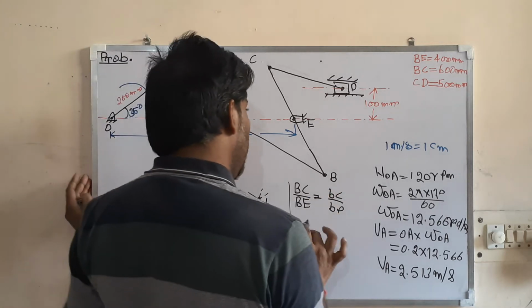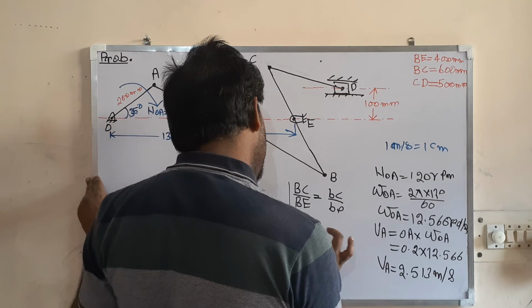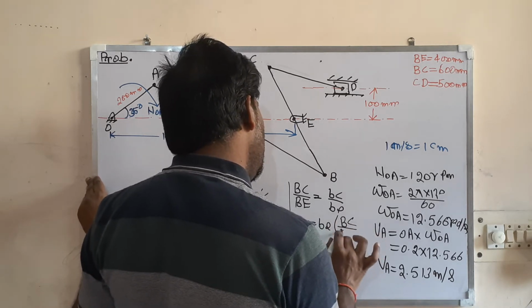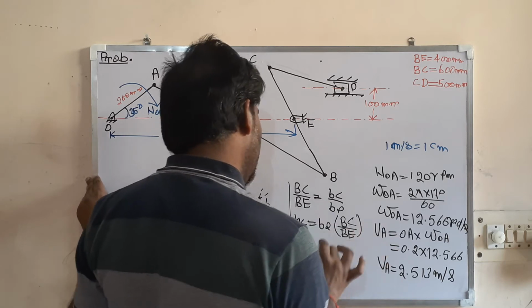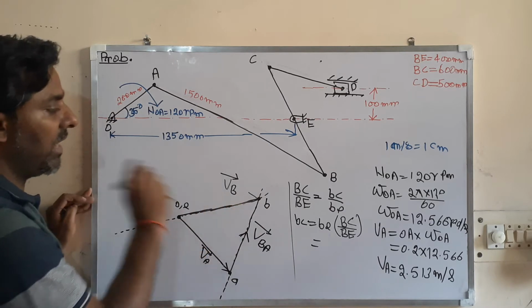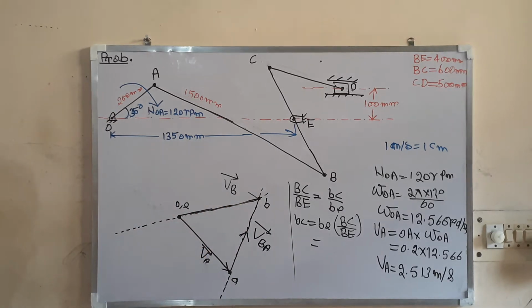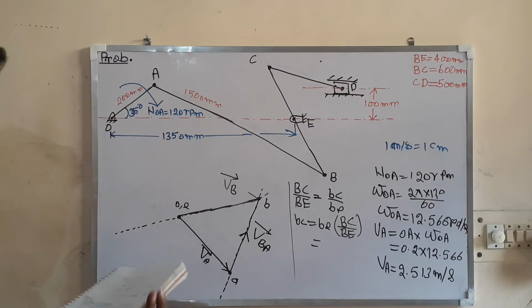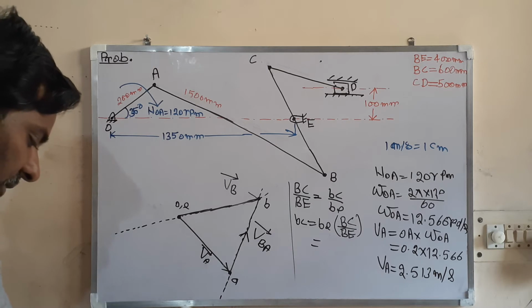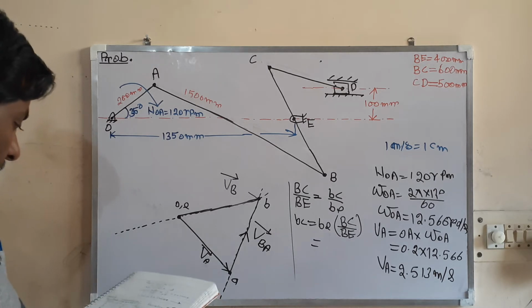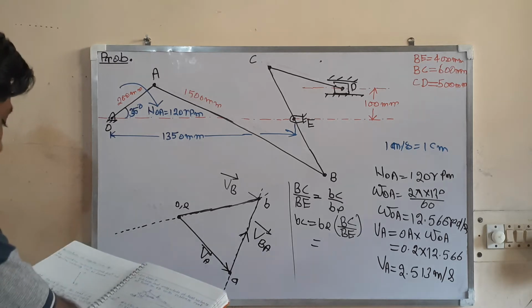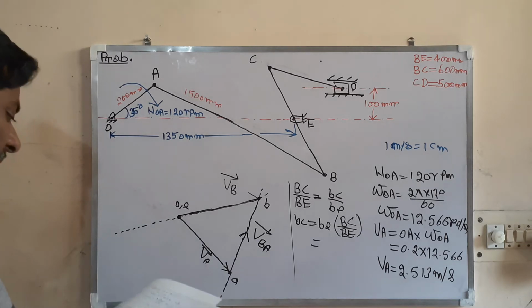अब आपको bc की वैल्यू निकालना है. So bc is equal to be times BC divided by BE. Look here, by measurement, this be can be measured by using a scale. You can measure what is the value of be. When you measure, you will get be equal to how much? be की value कितनी है? Just I am looking at how much is the value of be.